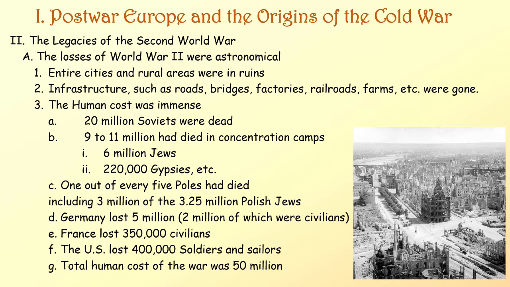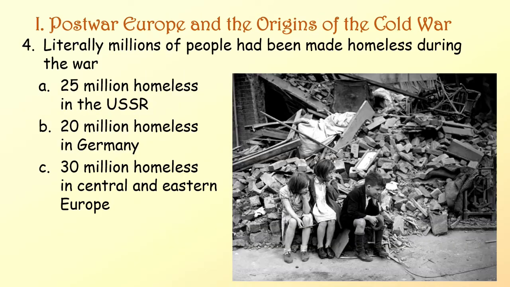1 out of every 5 Poles had died, including 3 million of the 3.25 million Polish Jews. Germany lost 5 million, 2 million of which were civilians. France lost 350,000 civilians. The U.S. lost 400,000 soldiers and sailors. Total human cost of the war was over 50 million.